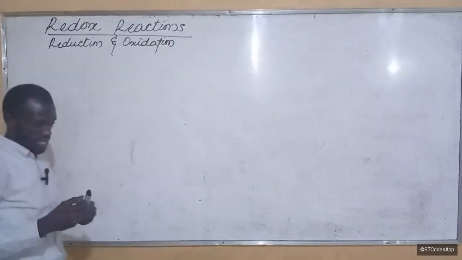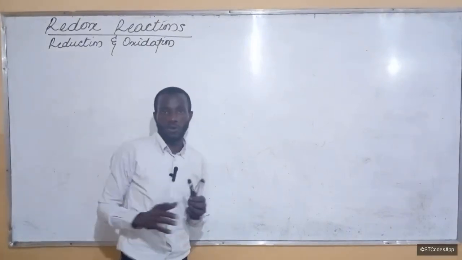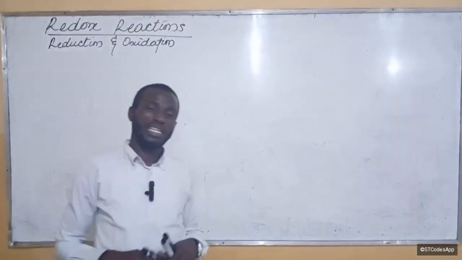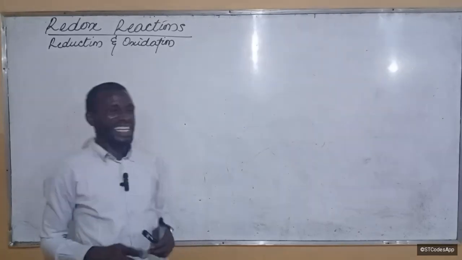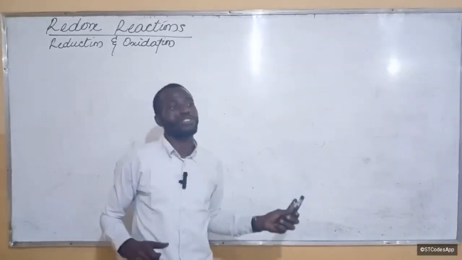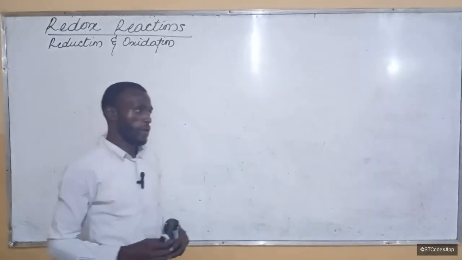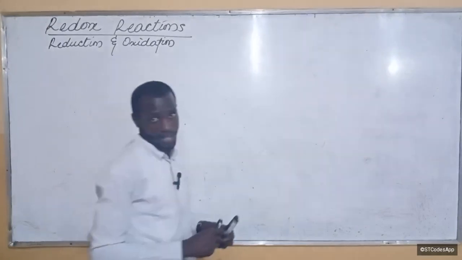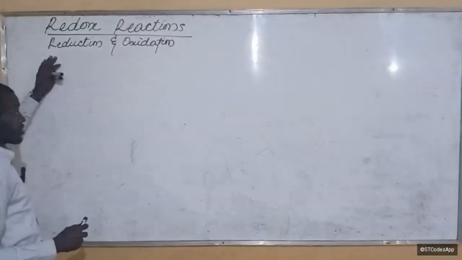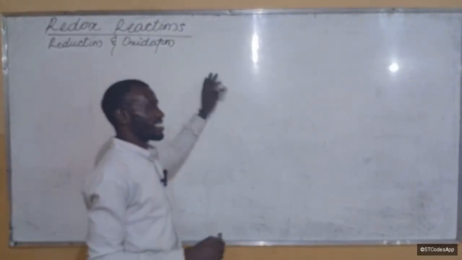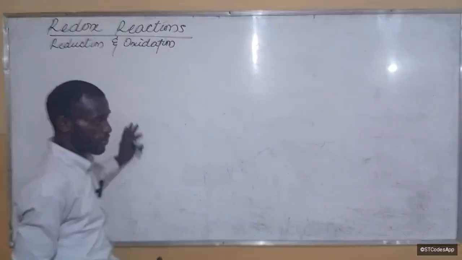Now, one thing you must know is that in a reaction where reduction occurs, oxidation also occurs simultaneously. They seem like equal and opposite reactions. Is that clear? All right. They're actually equal and opposite reactions. That's what they are. So they take place simultaneously in the same reaction.